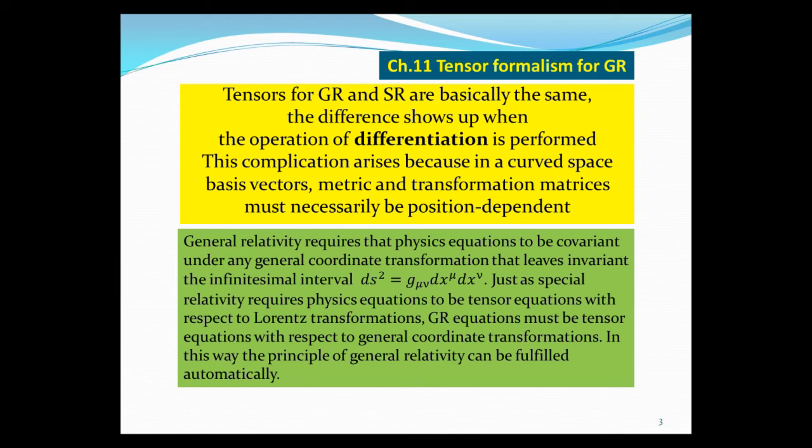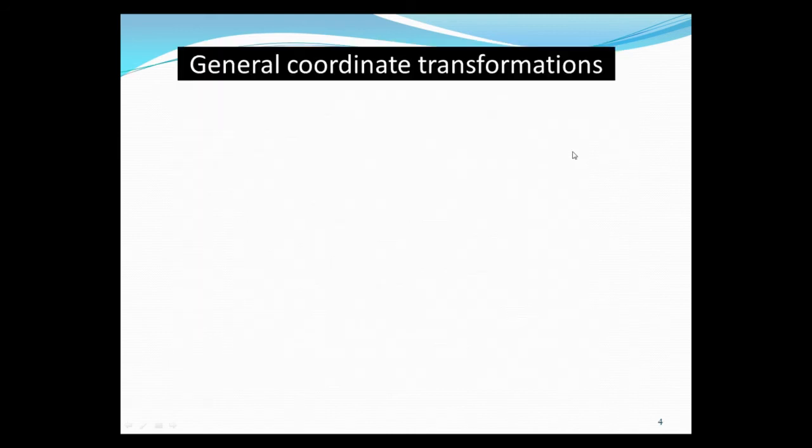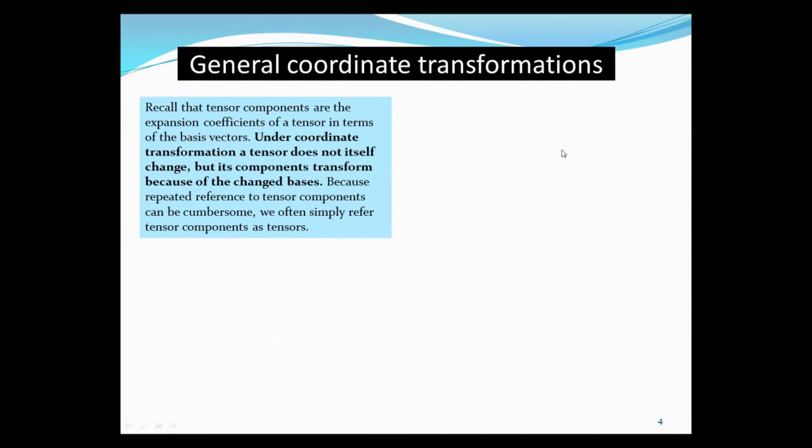Yes. So once you know how to write tensors under these various transformations, then you automatically get the proper relativistic equations. And that's why we absolutely need to know how to use tensors. Remember, we say tensor components are expansion coefficients of a tensor in terms of basis vectors. Under coordinate transformation, a tensor itself does not change, but its components change because the basis is transformed.